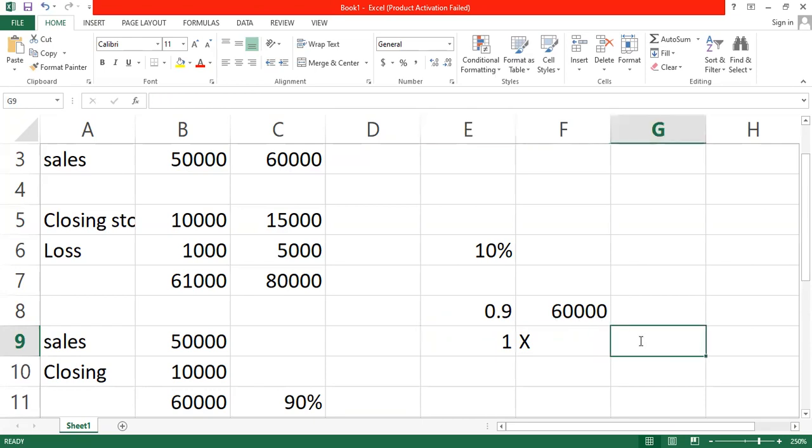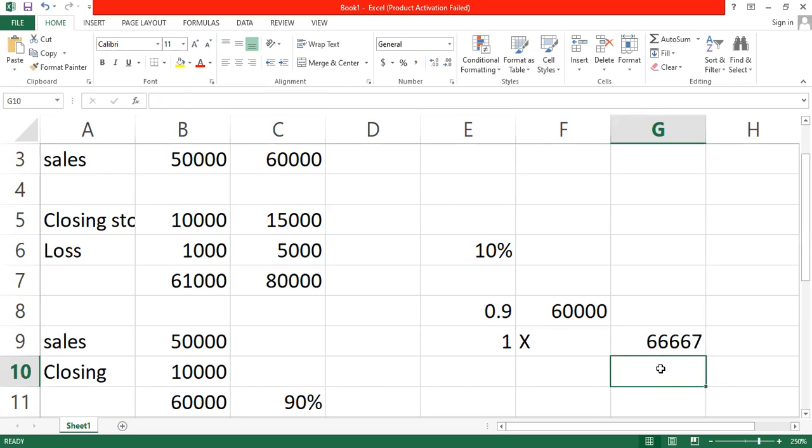66,667. Okay. So it means that what is the value of the normal loss now? The normal loss will be 6,667, isn't it?